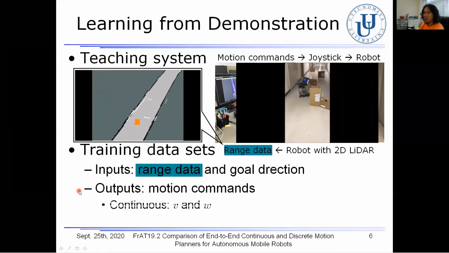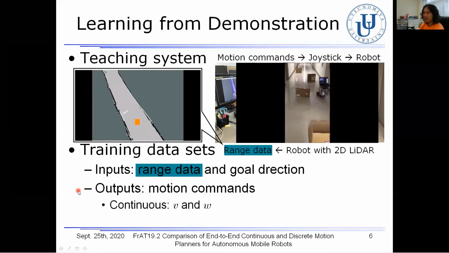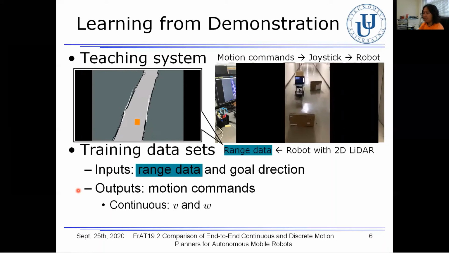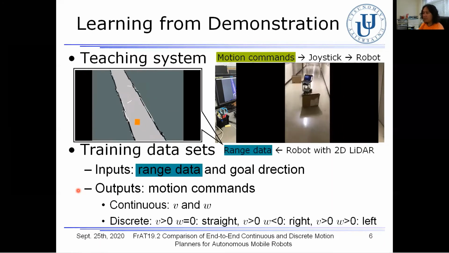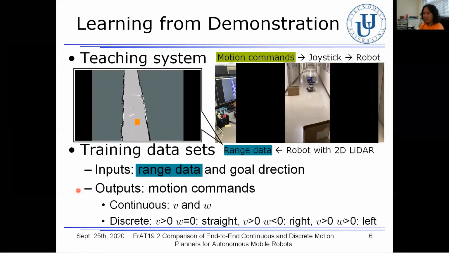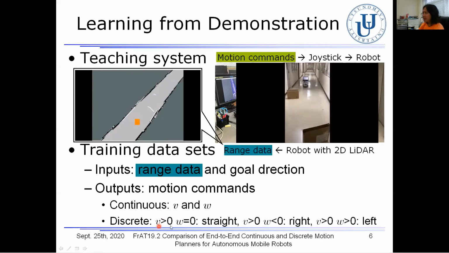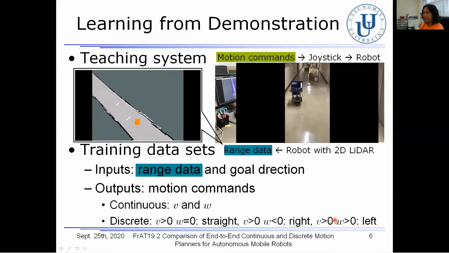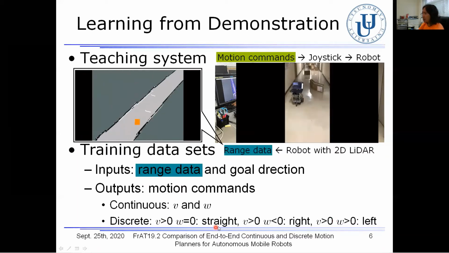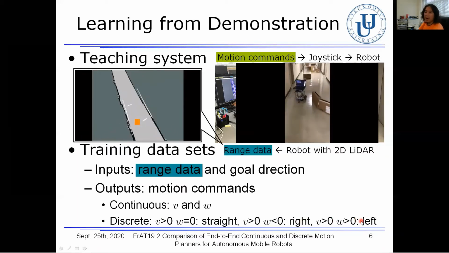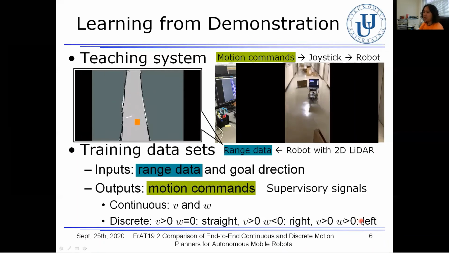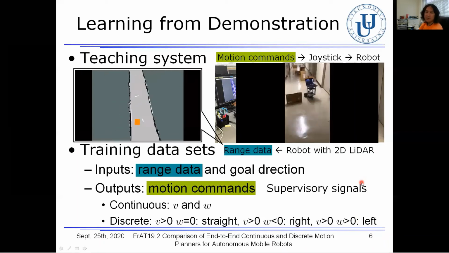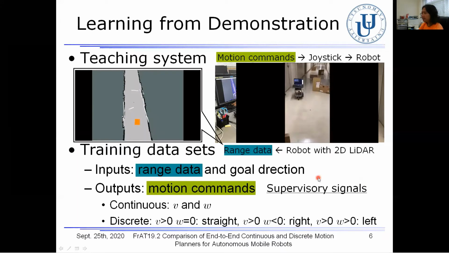For the continuous motion planner, the velocity and the angular velocity are directly recorded. For the discrete motion planner, the velocity and angular velocity are discretized, as you can see here, here, and here. And these are labeled as go straight, turn right, and turn left. And for the network training, these motion commands are used as the supervisory signals. Okay.